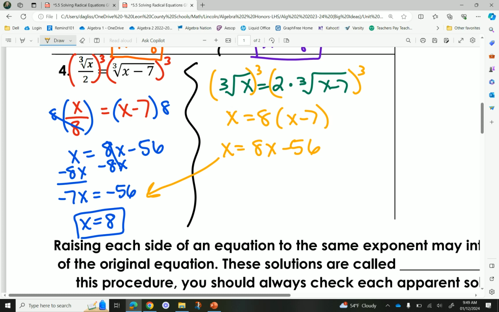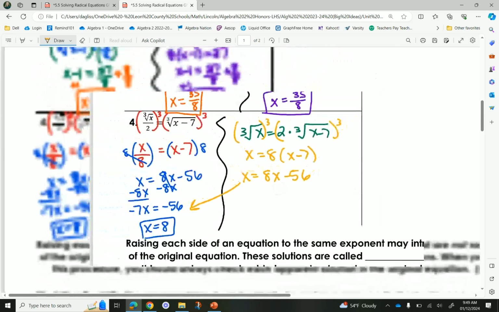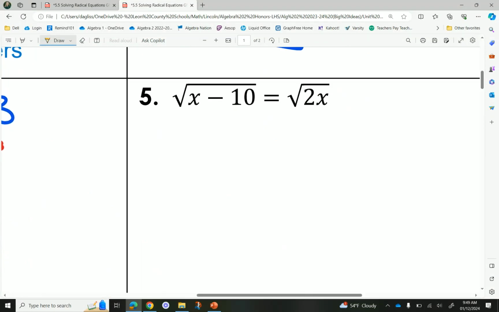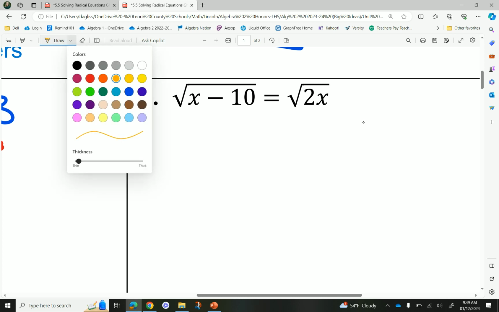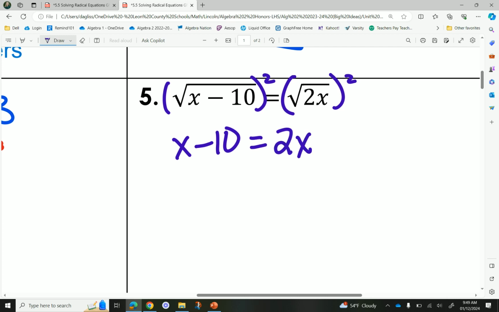All right, tell me what you see about number 5. What is special or different about number 5? There's a square root on both sides. And are they isolated? Yes, so what can I go ahead and do? Let's go ahead and square both sides. So when I square both sides, that means the radical goes away on both sides. I get x minus 10 equals 2x. Subtract x over. We get negative 10 equals x.